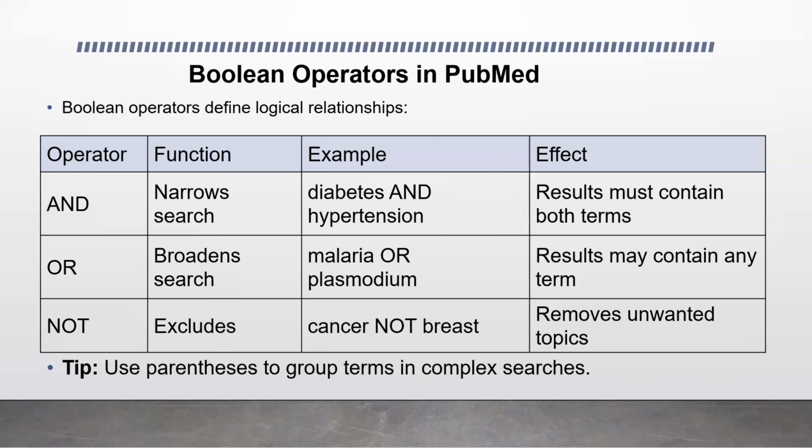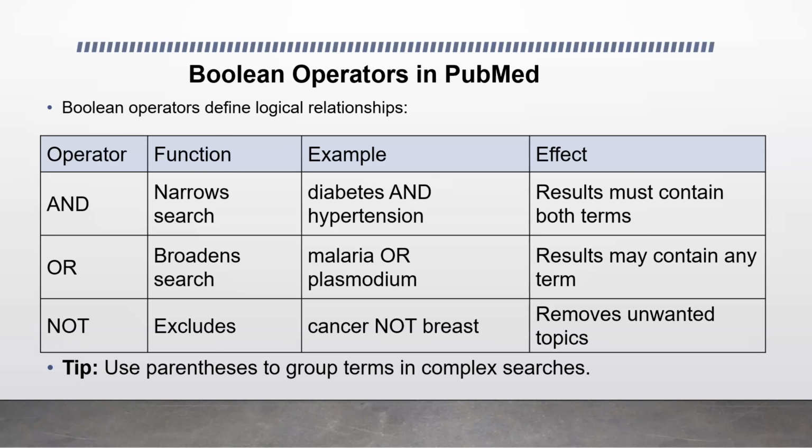For example, the Boolean AND, which is very effective, narrows the search, but it combines different concepts. It is very, very important to note that when you use the Boolean operator AND, the concepts have to be different. Like, for example, diabetes AND hypertension. So these are different concepts.